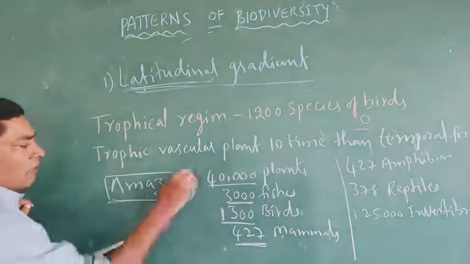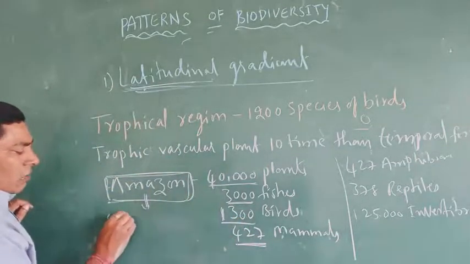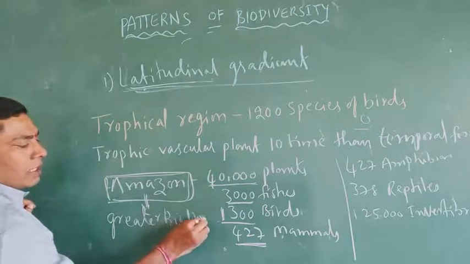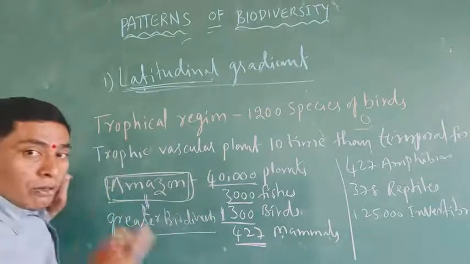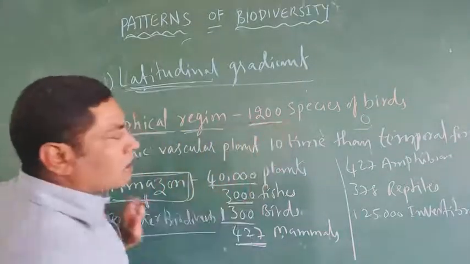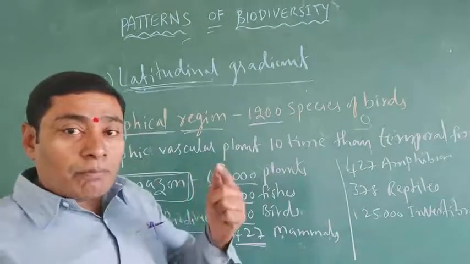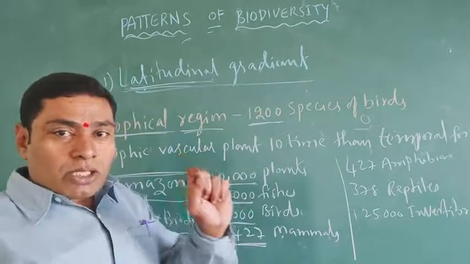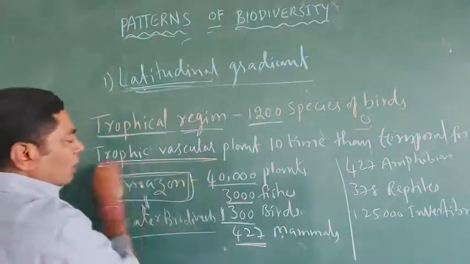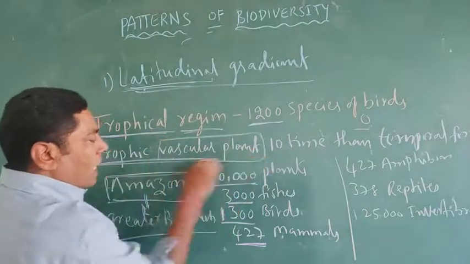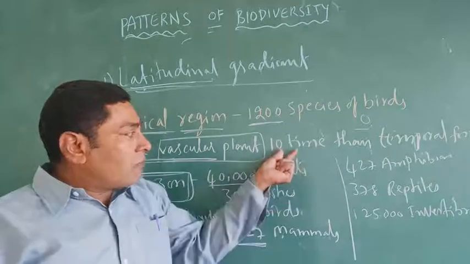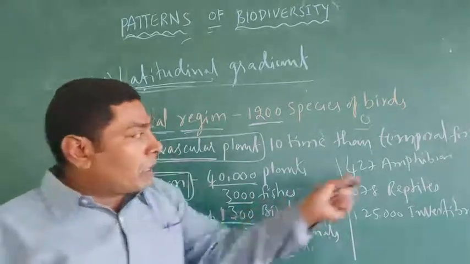So the Amazon forest is an example of greater biodiversity, located in the tropical region. In the tropical region there are about 200 species of birds, compared with the temperate region. The tropical forest has vascular plants about 10 times more than the temperate forest.